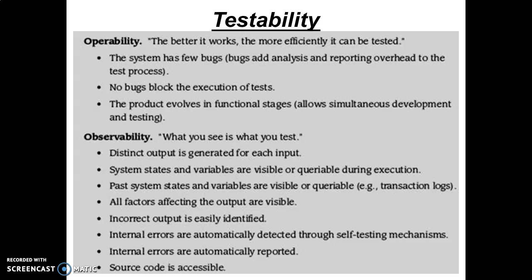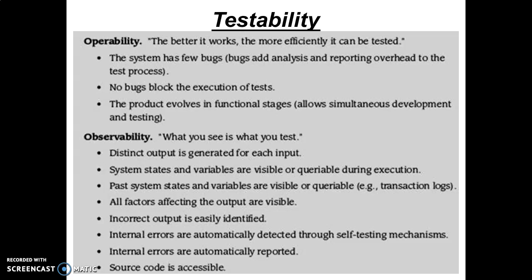What you see is what you test. Distinct output is generated for each input. When we write the test cases, we have to provide what the input is for the module and what the possible outputs are when we test that particular module. So distinct output is generated for each input. System states and variables are visible. Past system states and variables are visible. All factors affecting the output are visible. That should be traceable. Then only we can identify the proper error.